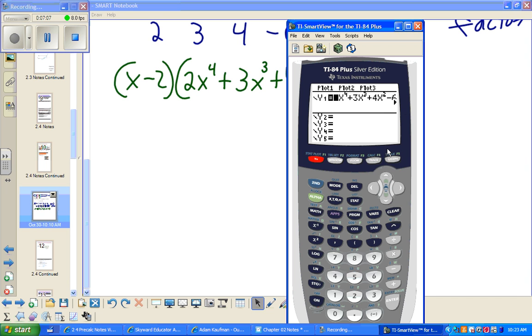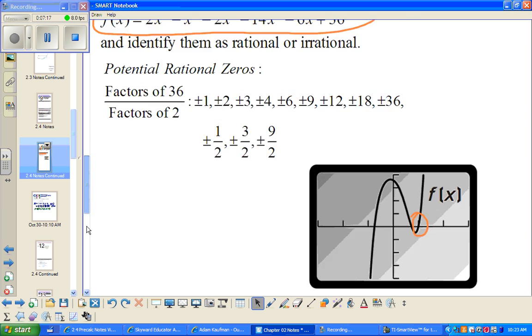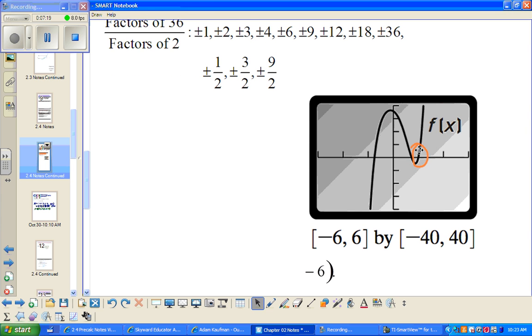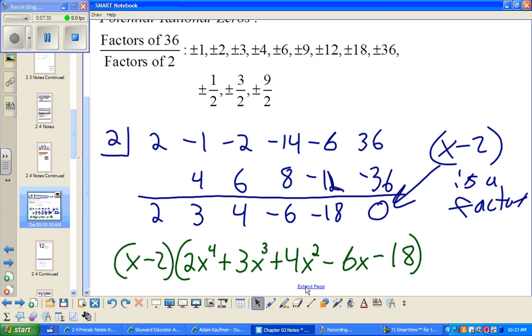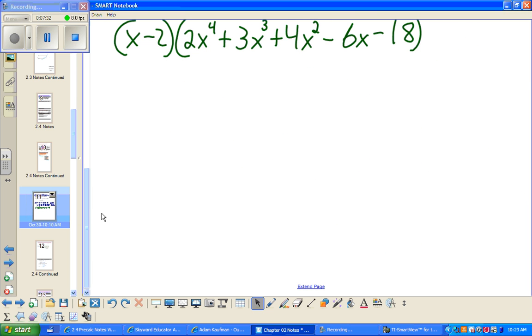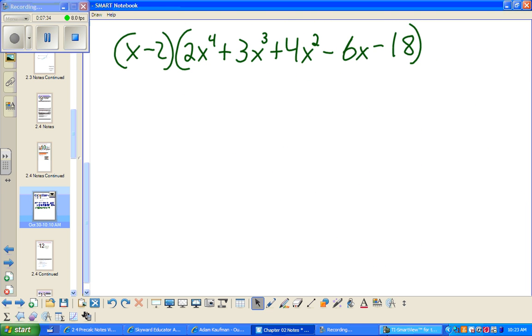So I plug that into my calculator and take a look at my graph, and it looks like it crosses at 2 spots yet. If you remember back, the graph that we had showed it crossing at 3 spots. So I've already factored out one of them, so now I should have 2 more remaining. Just a way to verify that what I'm doing is making sense.